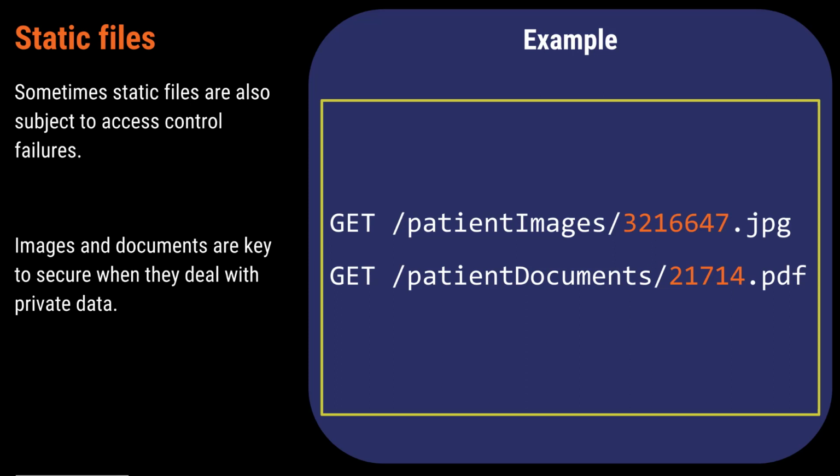Another variant of missing function level access can actually exist just on static files. Sometimes static files are also subject to access control failures. Images and documents are key to secure when they deal with really private data. Here you can see on the right-hand side that patient images might have a predictable username for images that are associated to patient images. And if you can enumerate this and go to a different image that's not yours, that's obviously a breach of confidentiality and trust.